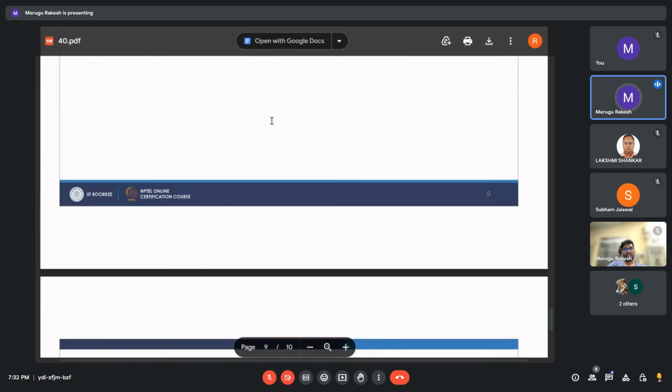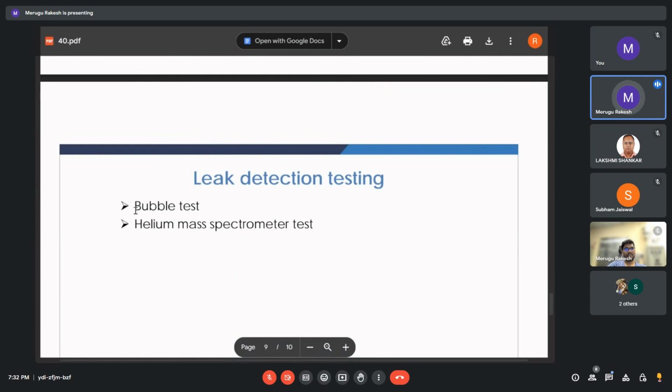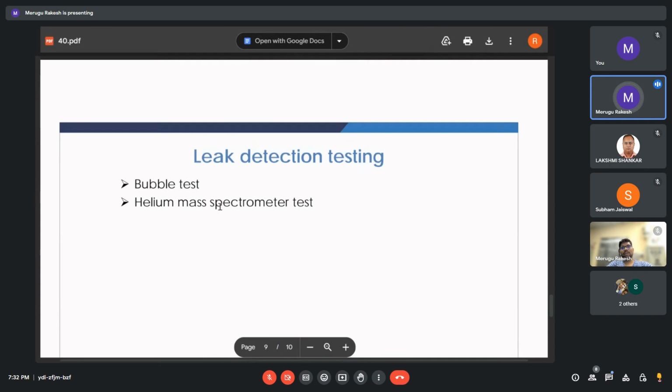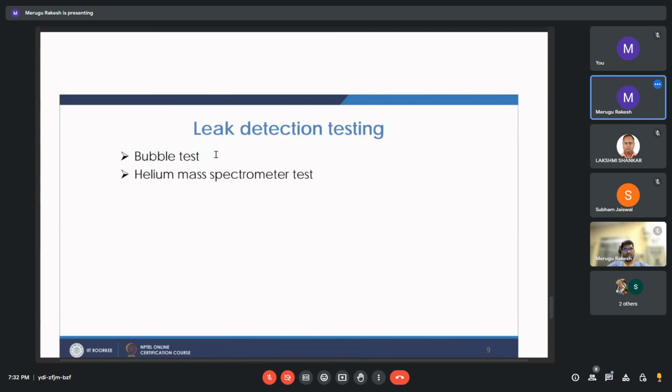Then we have leak detection testing. One is the bubble test and the other is the helium mass spectroscopy test. We keep the component in water and apply very high pressure. Generally, due to surface tension, this water will not go into the pinholes that are present, but if you apply enough pressure, the water will go in, so that you can see the bubbles coming from the object. That is how you see the defect present in the component.